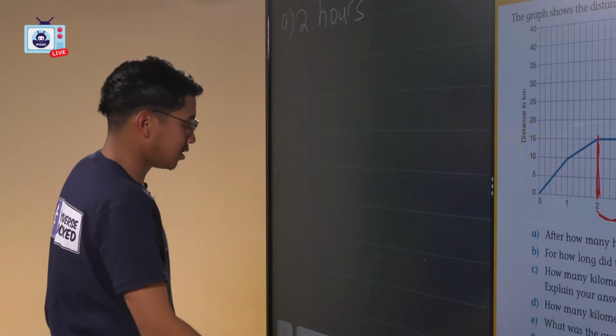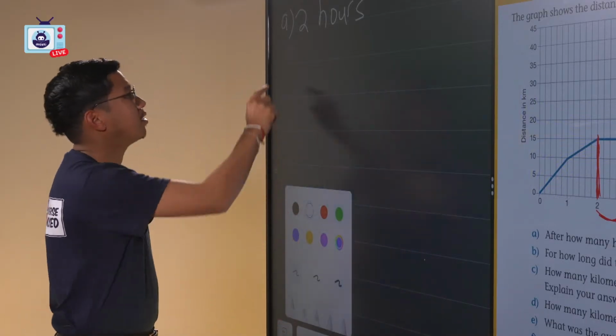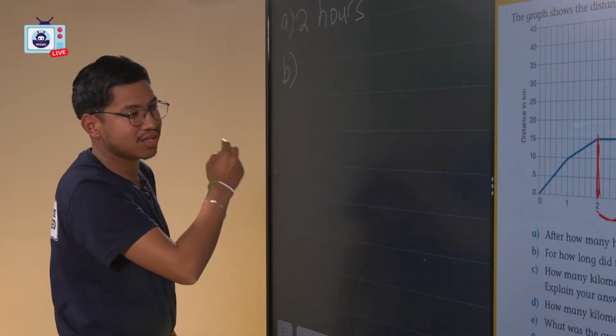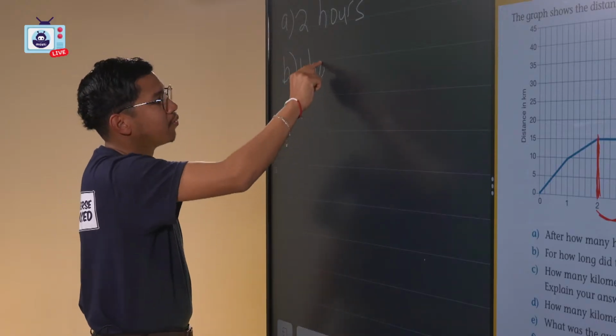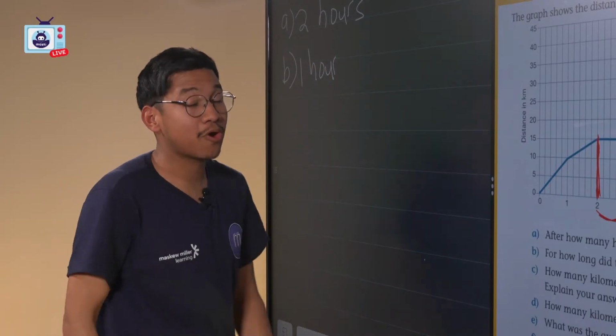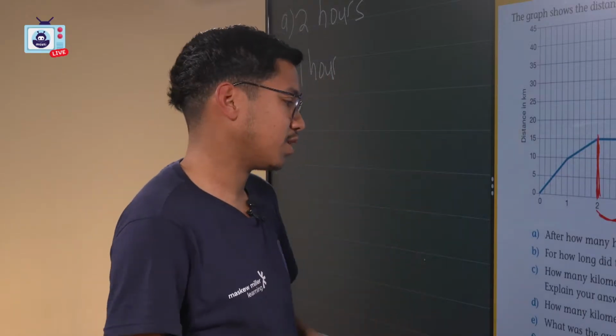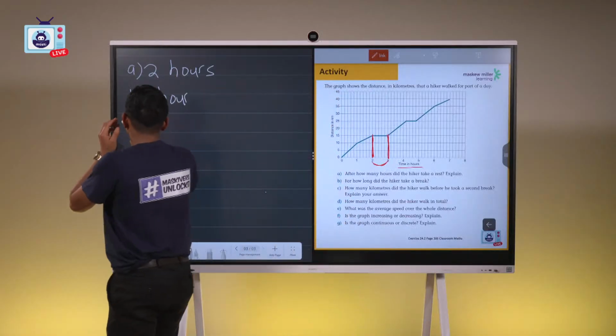All right? So here for B, how long did he take a break? He took a break for 1 hour. What we're doing now, boys and girls, is interpreting what is happening here. Okay? Then for C, let's see what C is asking us.